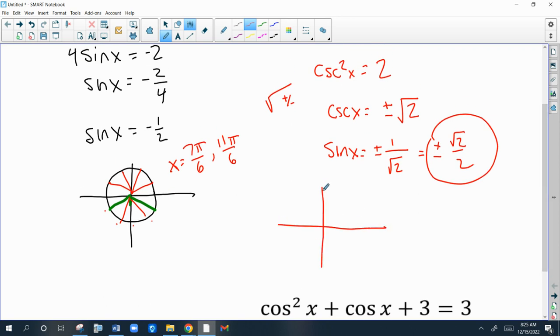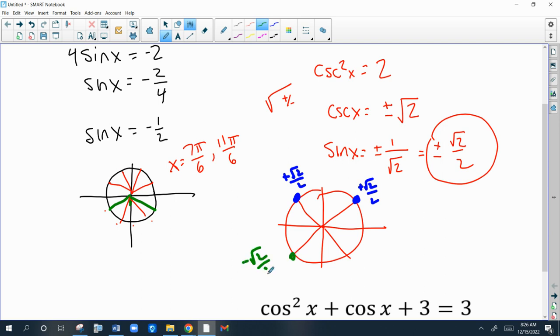And that happens on the 45-degree spokes, or the pi over 4 spokes in this case. Sine is positive root 2 over 2 with all-star trig class, or with y being positive. I know it's here or here. So that's positive root 2 over 2, positive root 2 over 2. Now it's very important that you remember the plus or minus, because we're also looking where sine is negative root 2 over 2, which is down here and down here.